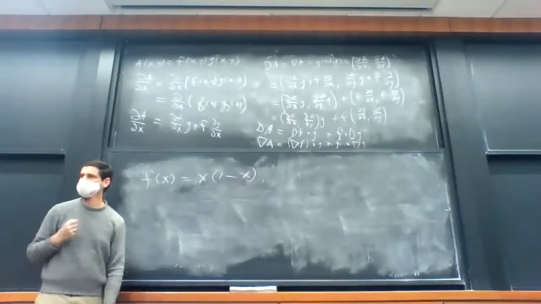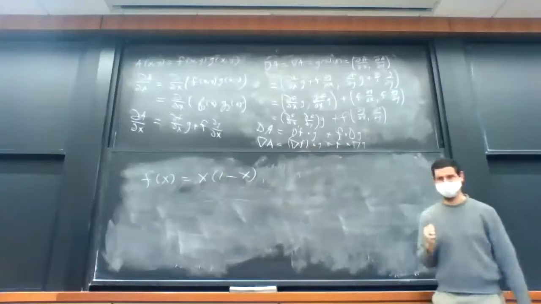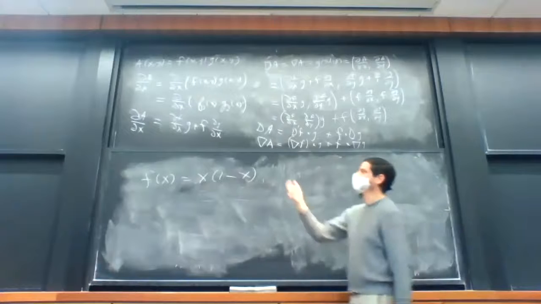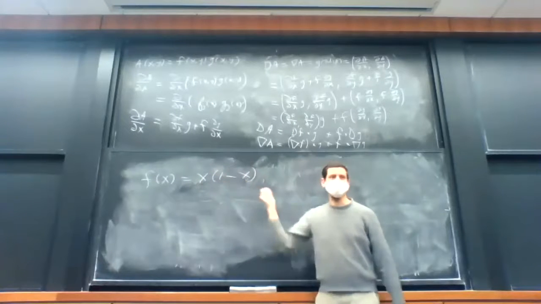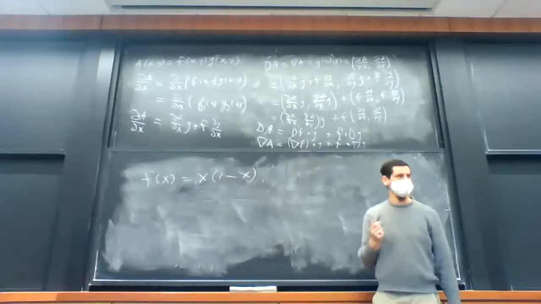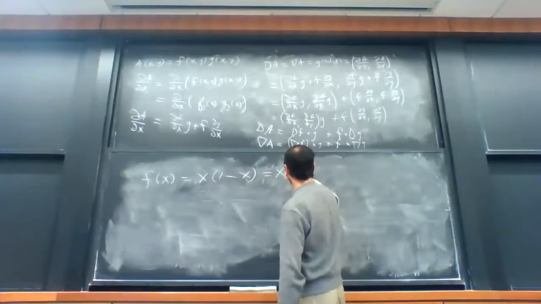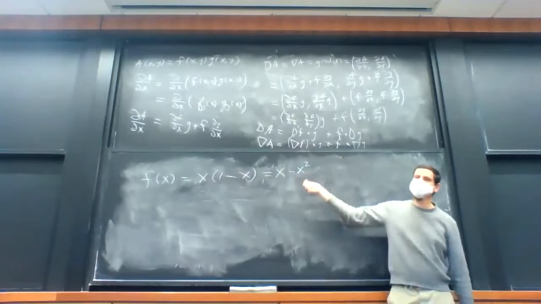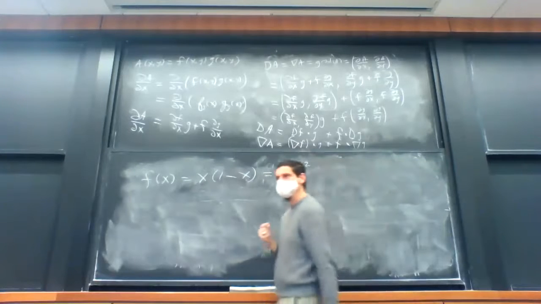What rule could we use? Yes, that's the better way to do it. What rule could you use? You could use the product rule. You could say it's the derivative of x times 1 minus x plus x times the derivative of 1 minus x. However, rather than using the product rule, if we just expand to x minus x squared, I would much rather expand and then do the difference rule than not expand and use the product rule.